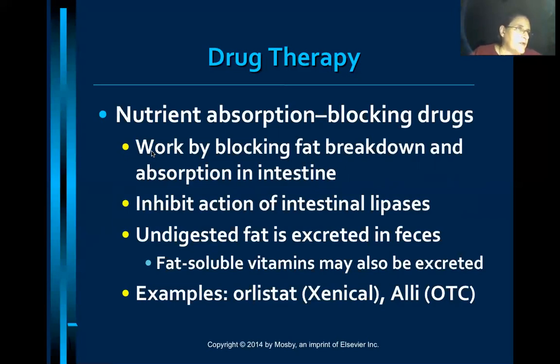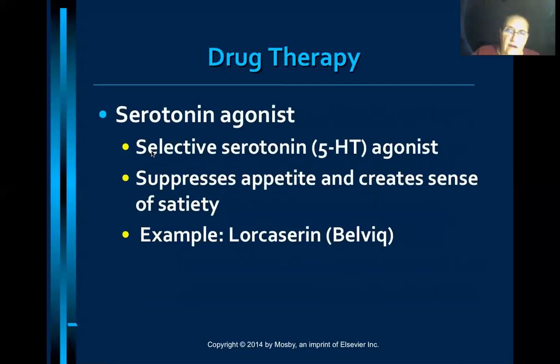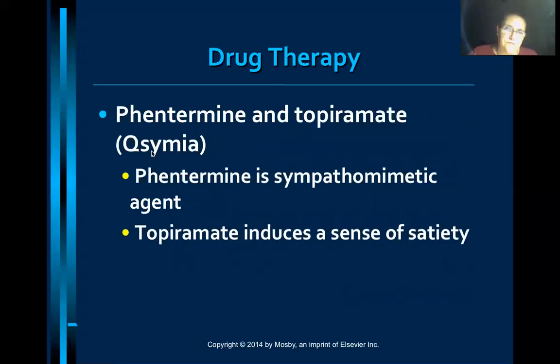Alli is over the counter, so you can actually go buy that without a prescription. We have selective serotonin agonists. They suppress the appetite and create a sense of satiety. An example is Belviq. You can pronounce that. I cannot. Then there's phentermine and topiramate. Phentermine is a sympathomimetic agent, and topiramate induces a sense of satiety.